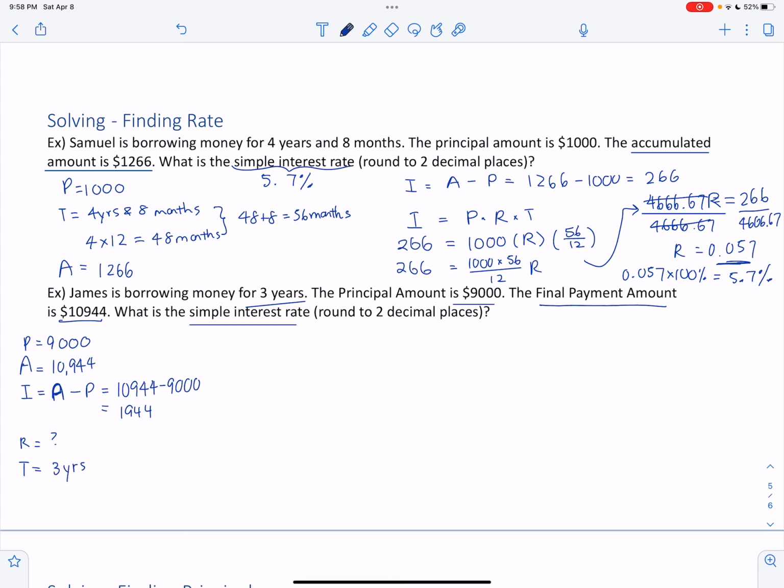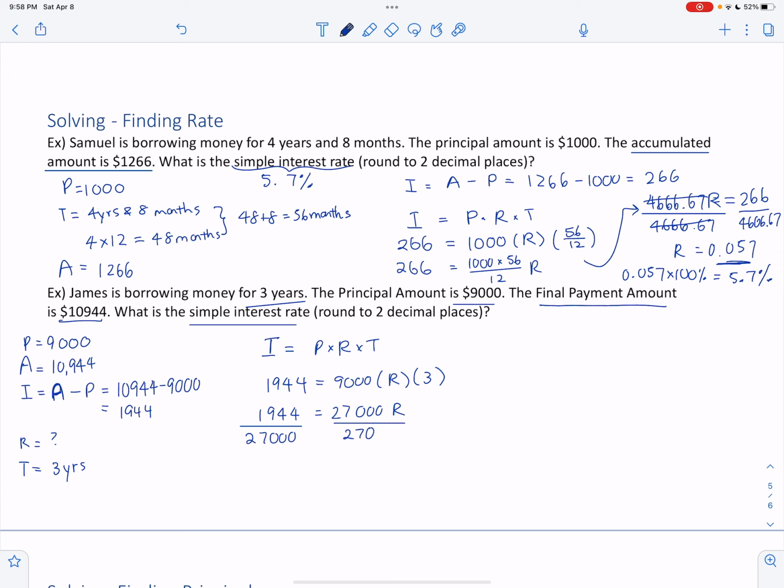So we've got everything. Interest is P times R times T. 1,944 equals principal 9,000 times R, which I don't know, times 3 years. So this is 27,000R. To find R, divide both sides by 27,000. Cancel, cancel. 0.072 equals R. In percentage, 0.072 times 100% is 7.2%. That's how you find the interest rate. Okay, let's see your answer.